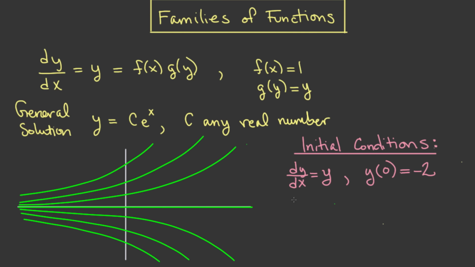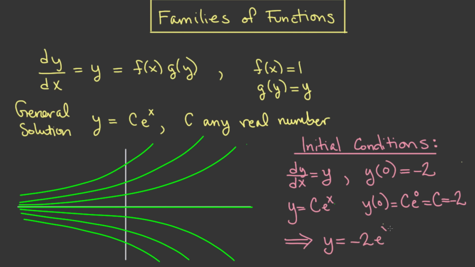Then we know the solution is the curves y is equal to c times e to the x, and the initial condition tells us that y of 0, which is c times e to the 0, giving us c, must be equal to negative 2. So c is equal to negative 2, which tells us that our function is y is equal to negative 2 e to the x. And this is the unique solution curve in our infinite family that satisfies both the differential equation and this initial condition.